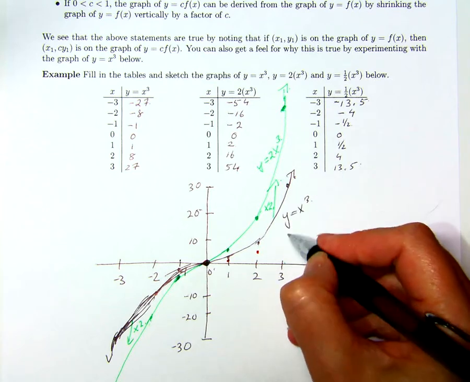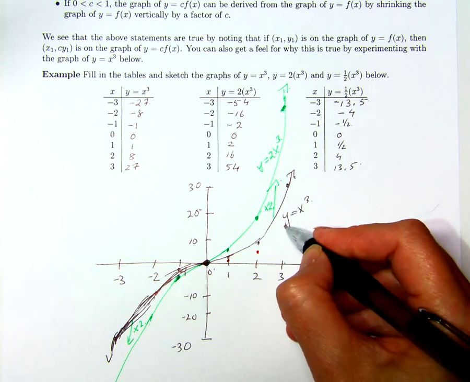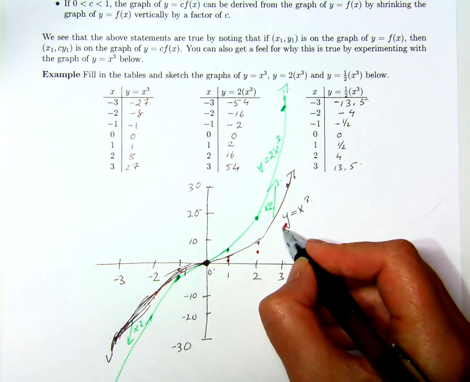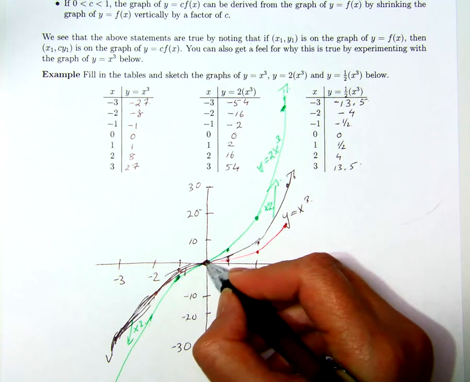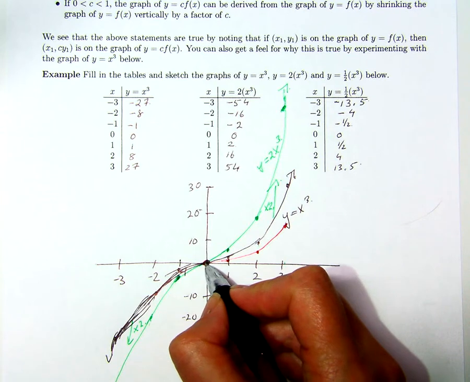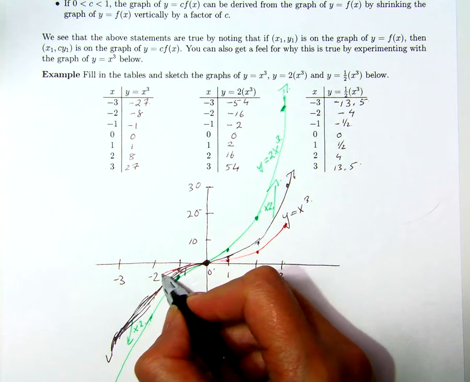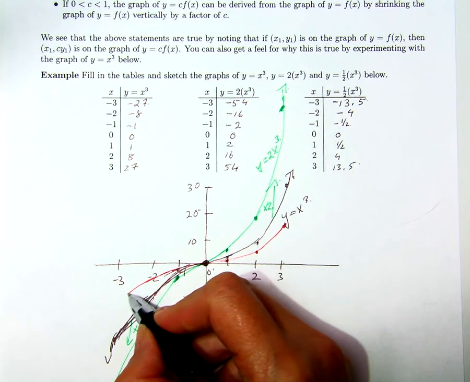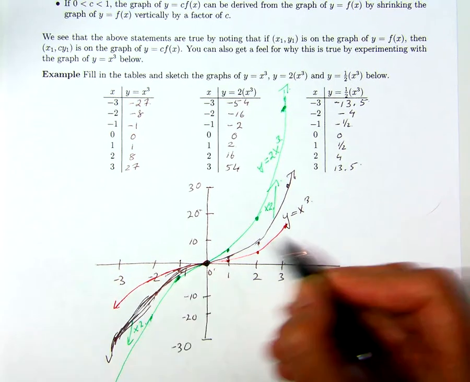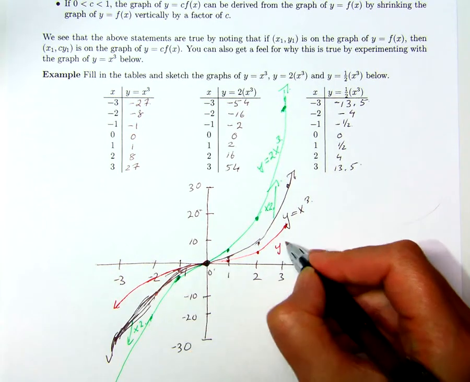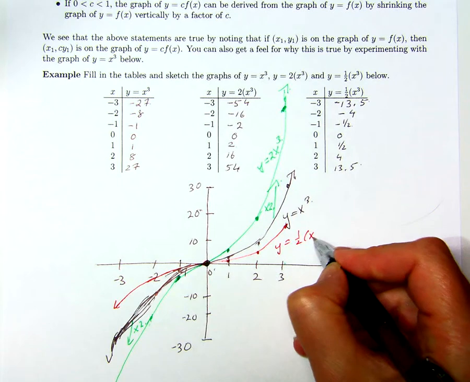3, 13.5 should be about here. You see that's the right half of the graph there. We could use symmetry, just again taking half the distance of this graph from the x-axis. And so this is the graph of y equals 1/2 x cubed.